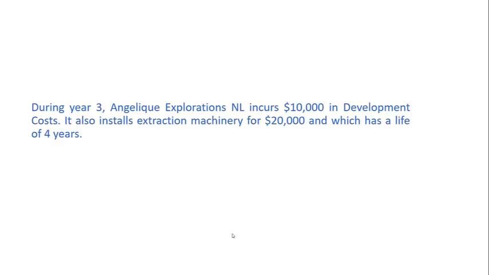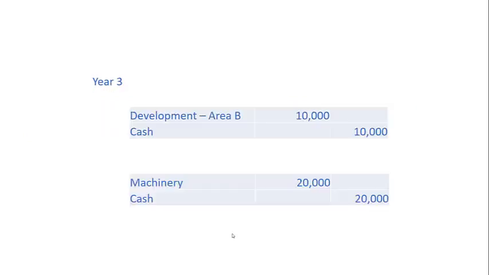In doing so, it incurs an additional $10,000 worth of development costs. It also installs extraction machinery, which is not necessarily restricted to that site, which has a life of 4 years. So we need to recognise that in year 3 we incur an additional $10,000 worth of development costs, which I capitalise and carry forward. I add them to my other costs which I've already transferred into development area B, and I recognise the acquisition of machine, which is part of property, plant and equipment.